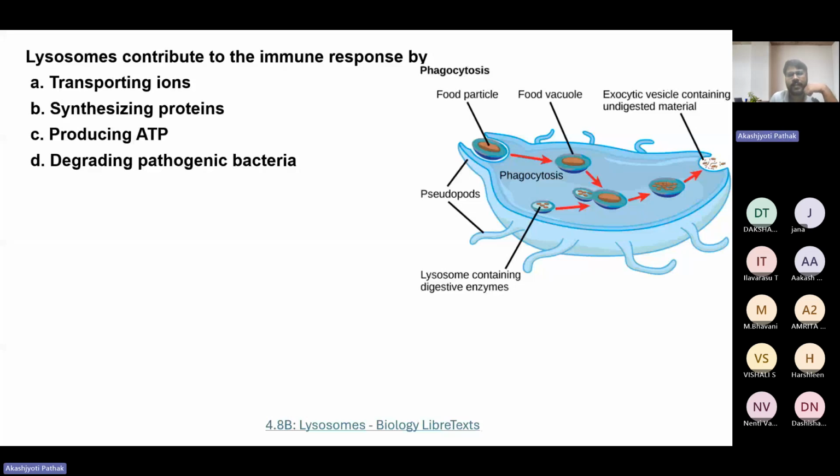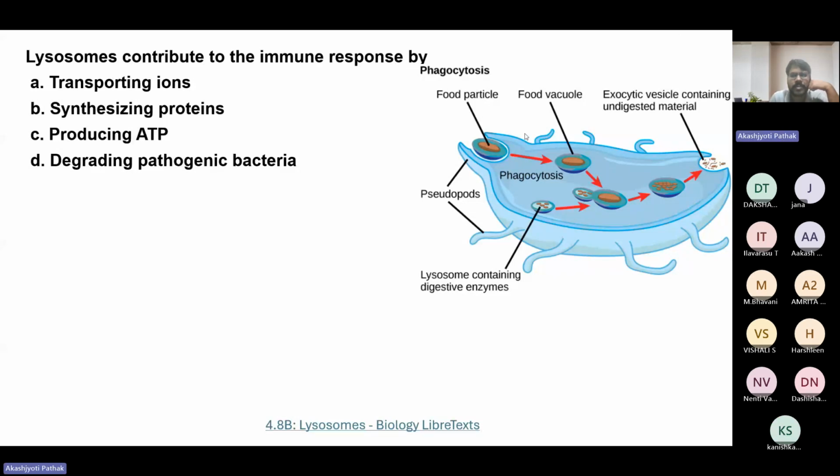Any food particle or any foreign substance that is engulfed by any cell by endocytosis forms these phagosome structures. These food vacuoles or phagosomes merge with this lysosome. Once the lysosome fuses with the phagosome containing the foreign substances, these substances will get degraded because of the acid hydrolases present in the lysosome, and they will be degraded and released from the cell. So the answer is what? It will contribute to immune response by degrading the pathogenic bacteria, isn't it?